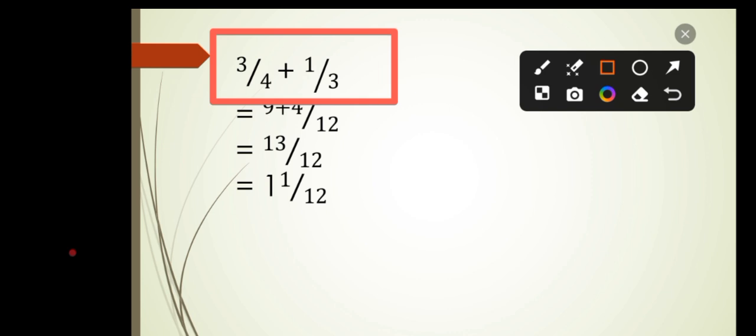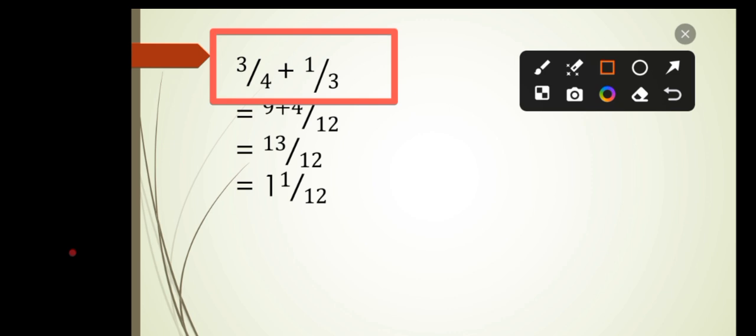We are solving this. I will take you through how I solved this. This is how it was solved. 3 over 4 plus 1 over 3. What do we do? Since the denominators are different, we find the LCM.